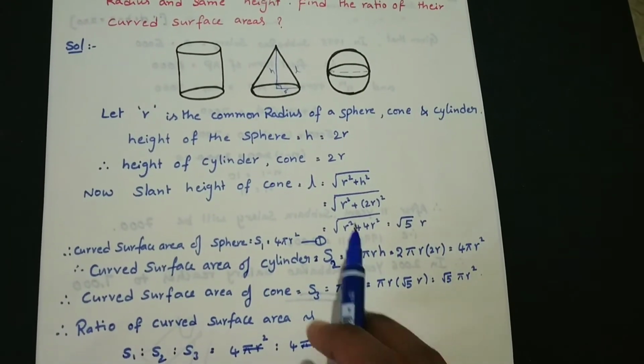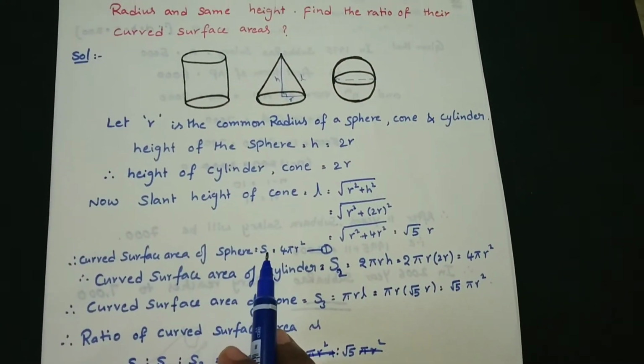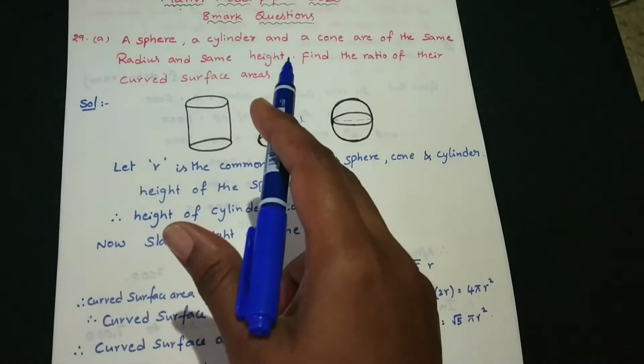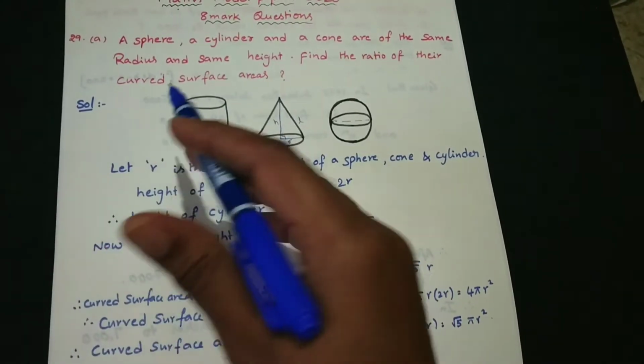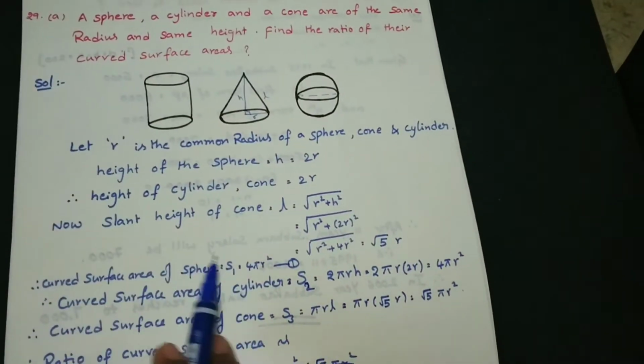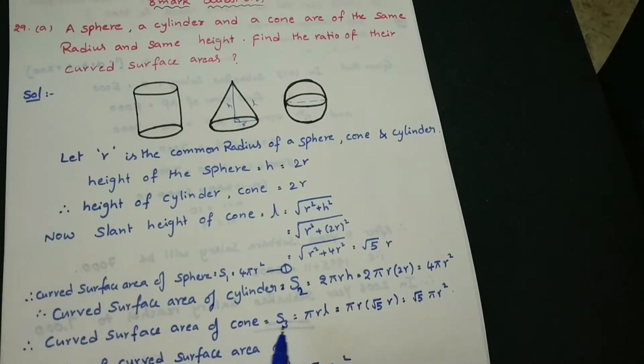Now find the ratio of the curved surface areas. The first one is the sphere. We should take the order sphere, cylinder and cone. If you interchange, the ratios will also be interchanged. Whatever order they are asking, only that order you should take. So first the curved surface area of the sphere, S1, next cylinder S2, cone S3.